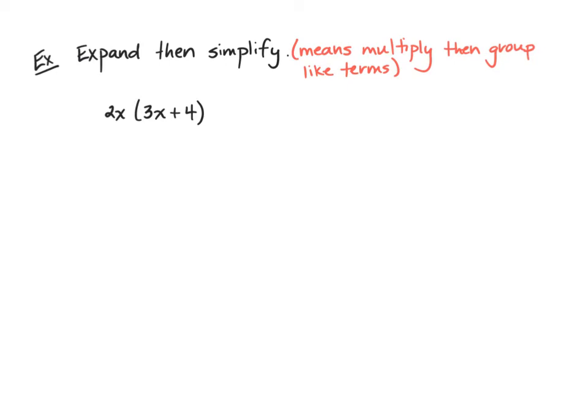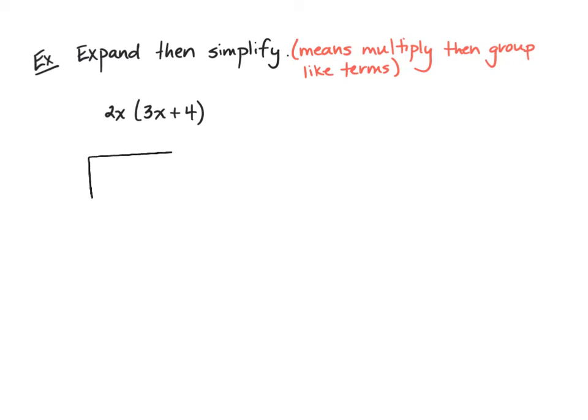Let's consider another example together. I could ask you to multiply this single-termed expression, this monomial, by this binomial. I could also ask you to expand, then simplify the expression. When you see those types of directions, it simply means that you're going to multiply and then group the like terms.